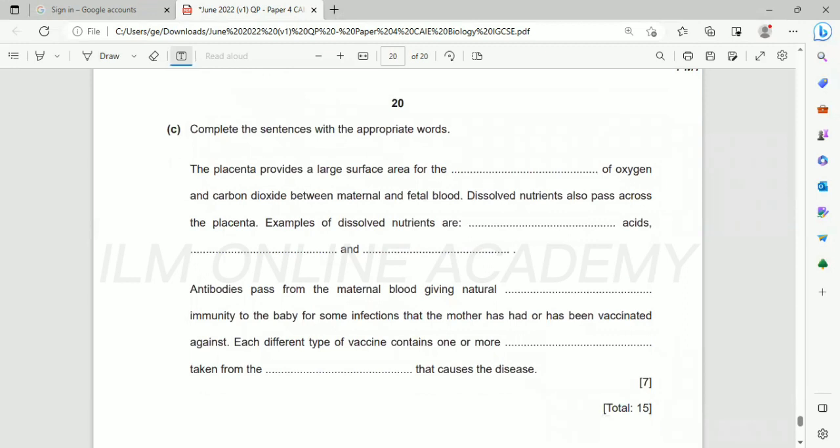The placenta provides, we need to complete the sentences with the appropriate words and one mark for each. Placenta provides a large surface area for the dash of oxygen. So gaseous exchange hota hai, so it could be diffusion. Diffusion of oxygen and carbon dioxide between maternal and fetal blood. Dissolved nutrients also pass across the placenta. Examples of dissolved nutrients could be amino acids or fatty acids depending upon what you want. And with that, those could be the vitamins and glucose or glycerol or minerals.